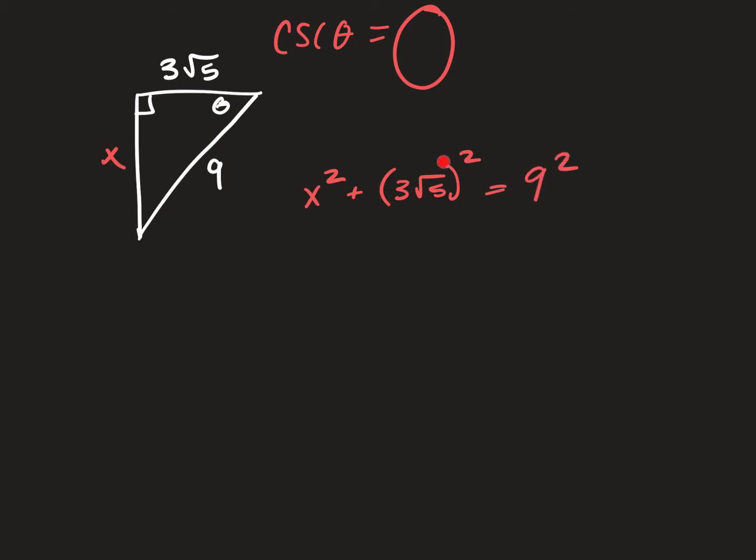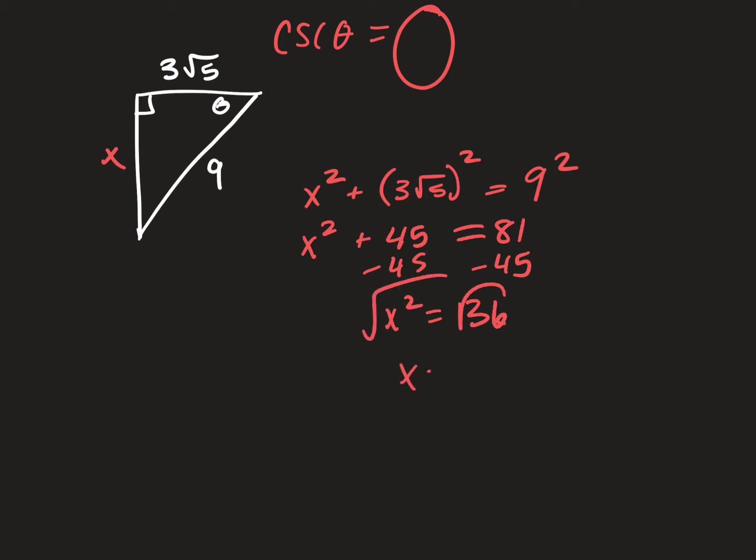So when you do this, you have to put parentheses around it in the calculator, because you are technically squaring the 3 and the square root of 5. So it equals 36. So that means that side is 6. So cosecant is just sine flipped over. So we're doing hypotenuse over opposite. So our fraction is 9 over 6, which can reduce to 3 over 2.